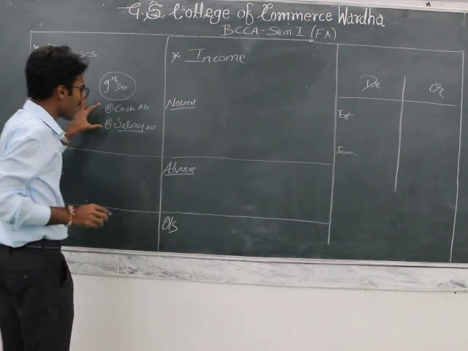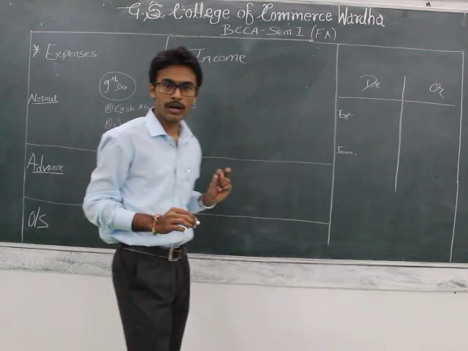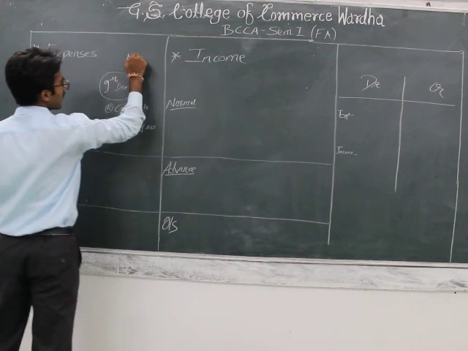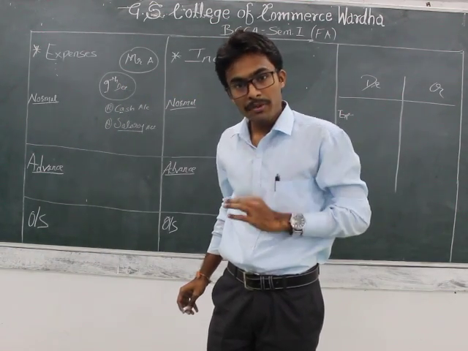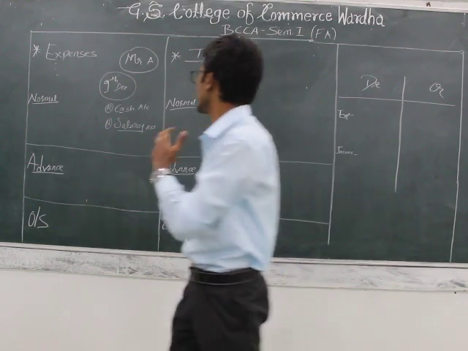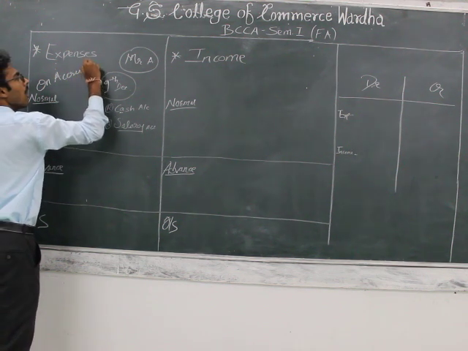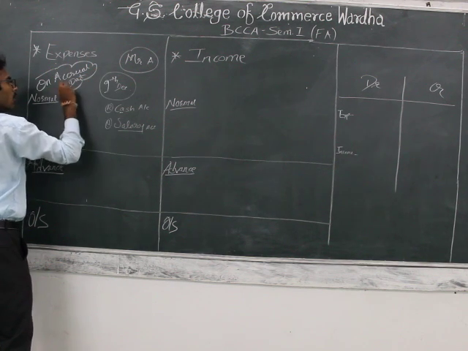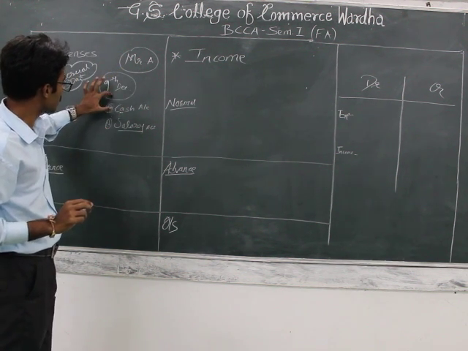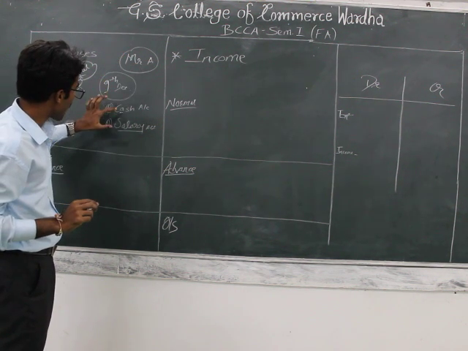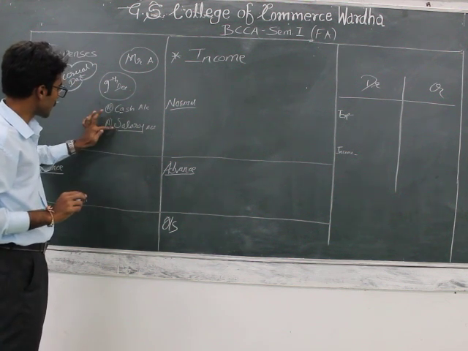So we have two accounts again. Cash is a real account, salary is a nominal account. We know the golden rules of accounts. Here Mr. A has come to me and asked me to provide salary, and the company is providing cash immediately to Mr. A on the accrual date. On 9th of December, Mr. A came to me and I gave cash to Mr. A for salary. There are two accounts, cash account and salary account. Cash is real, salary is nominal.